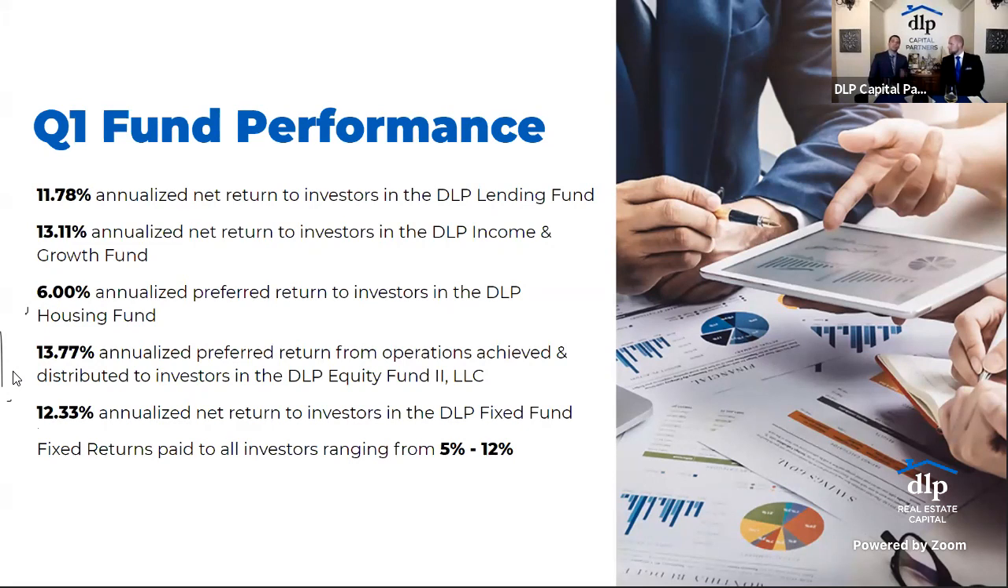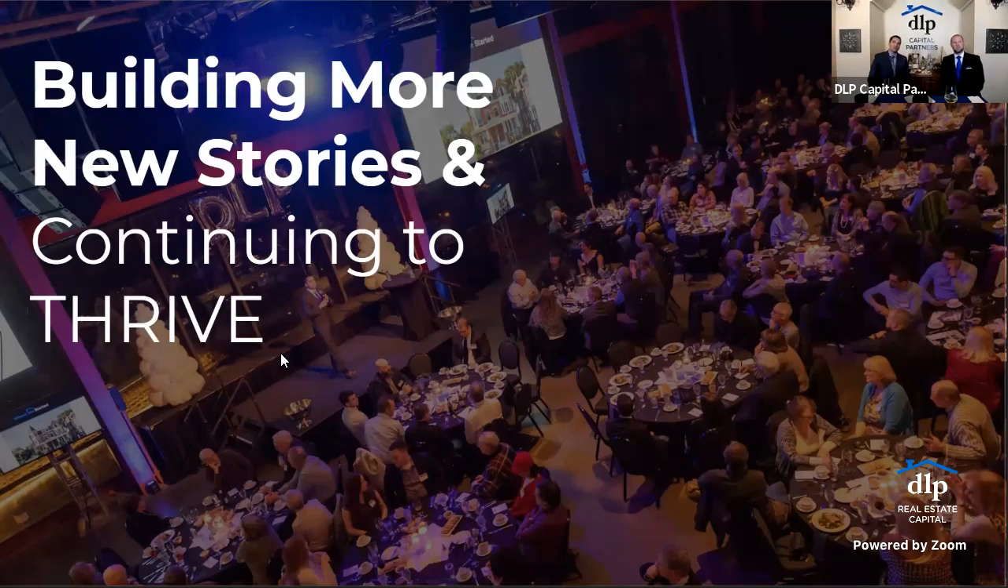We're paying out the preferred return monthly, so we hit those returns in our brand new fund, just ramping up. Our last equity fund before the housing fund, called the Equity Fund 2, is now in the stage of starting to sell and maximize its properties, generating a 13.77% return here in Q1 net to investors. These are all realized returns, distributed cash into investors' pockets. In our fixed fund, 12.33% net return to investors. And then all of our fixed note holders received a 5 to 12% fixed return, whatever fixed return they locked in at. And so it's pretty exciting. We're excited to continue to build more really great stories and continue to thrive through Q2 and through the rest of 2020 with your support.